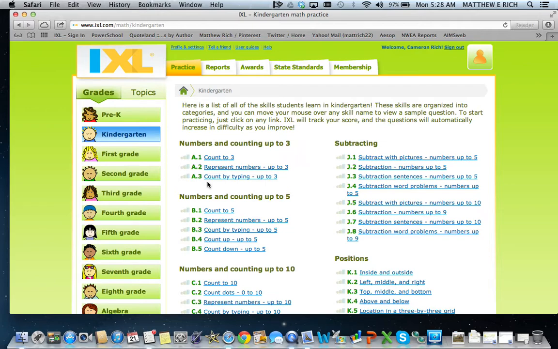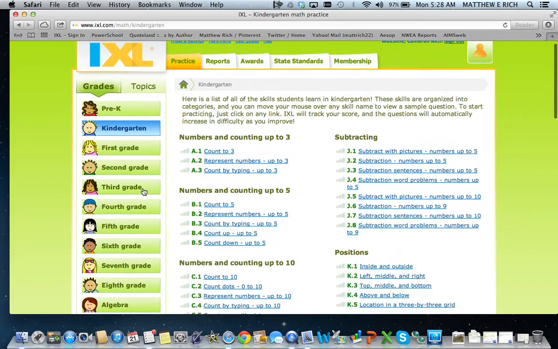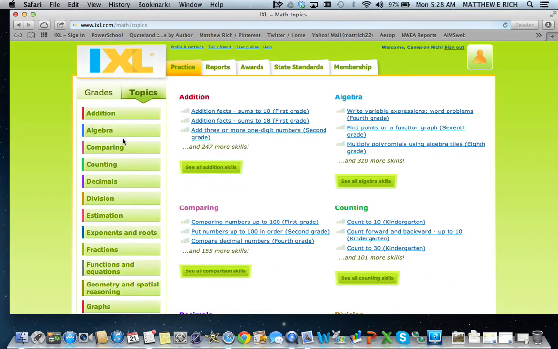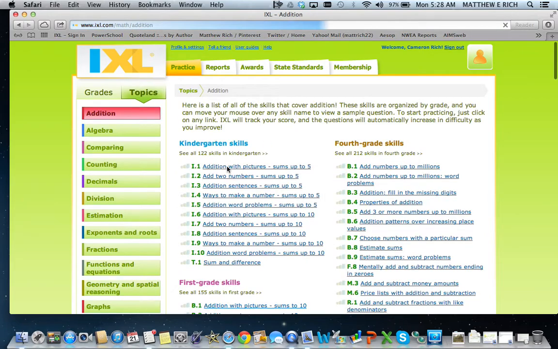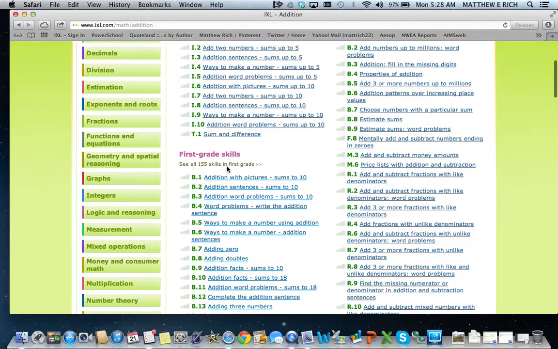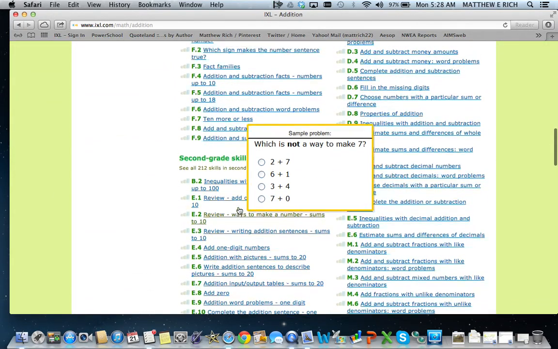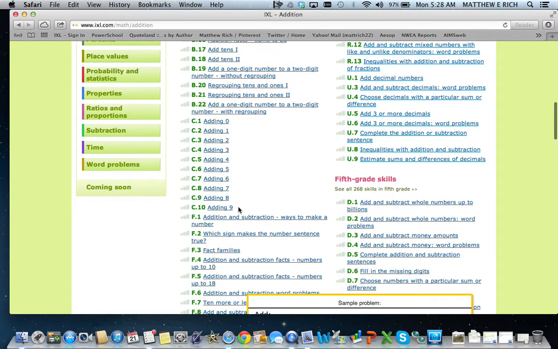Now, in our Skills page, you have a lot of opportunities, a lot of things that kids can work on. You can work by grade level, or you can look by topic area. So for example, if we want to go into addition skills, we can see the kindergarten, the first grade, second grade, and beyond. So a kid who has strength in something can move above their grade level. Kids that need to reinforce a skill can go back.